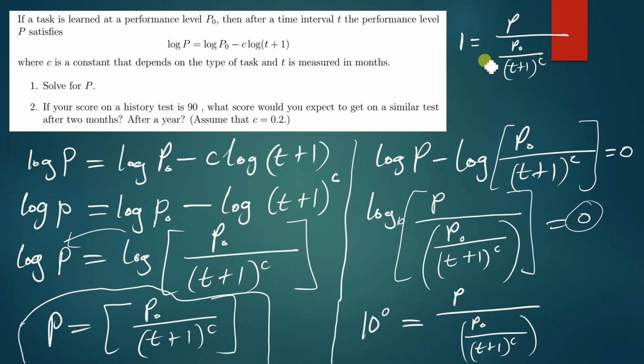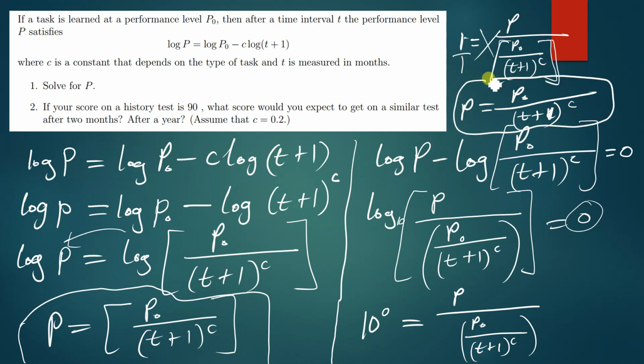So when you do cross multiplication here, this function down here times 1 will give you that same function. And then we're saying this is over 1. 1 times P will give you what? P. Then this is going to be equal to 1 times whatever you have here as the denominator, which will give you P naught over t plus 1 raised to the power c. So if you compare this and what you have there, it's just the same.